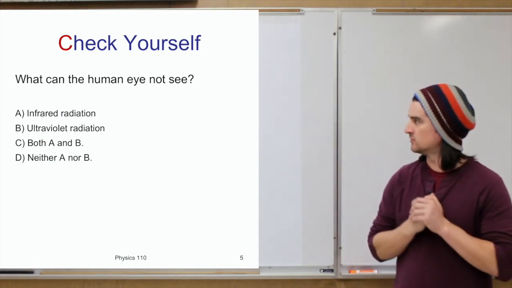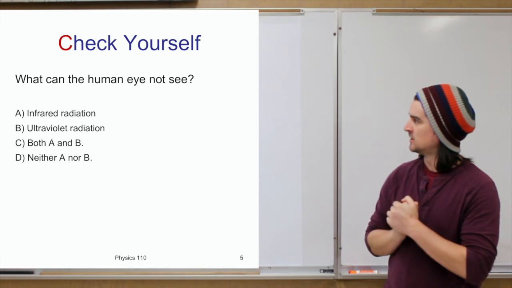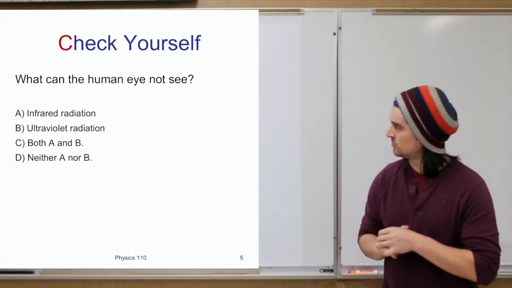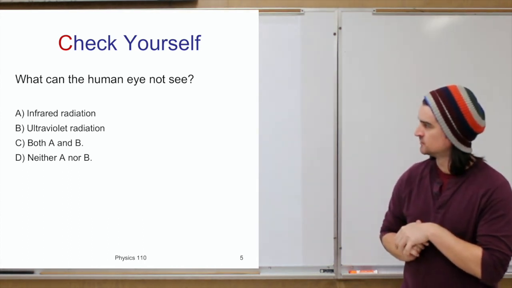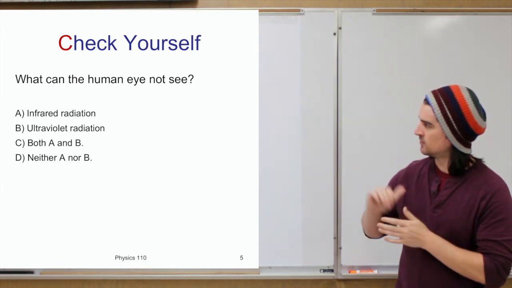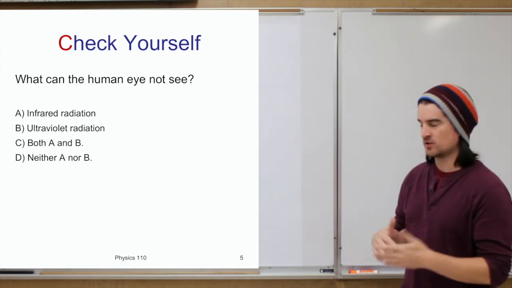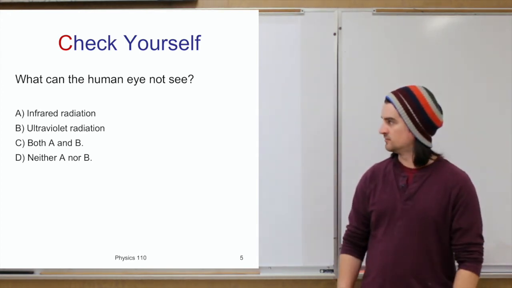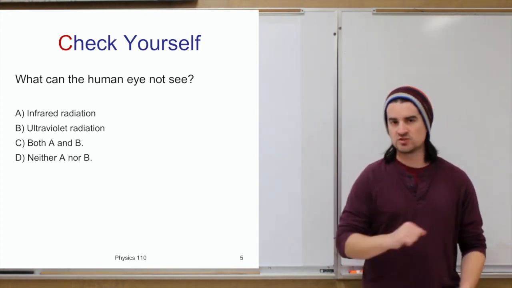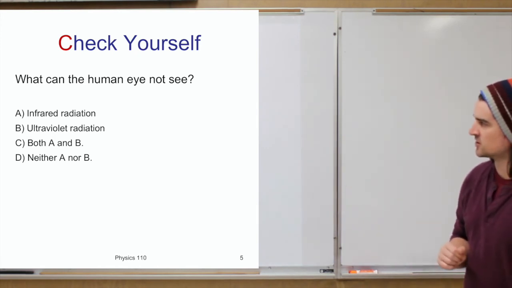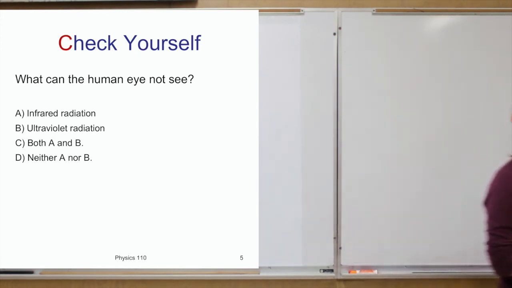All right, so let's try a little question here. What can the human eye not see? Infrared radiation, ultraviolet radiation, both infrared and ultraviolet, or neither infrared or ultraviolet? Hopefully it's an easy question, but go ahead and pause for a second and take a guess.